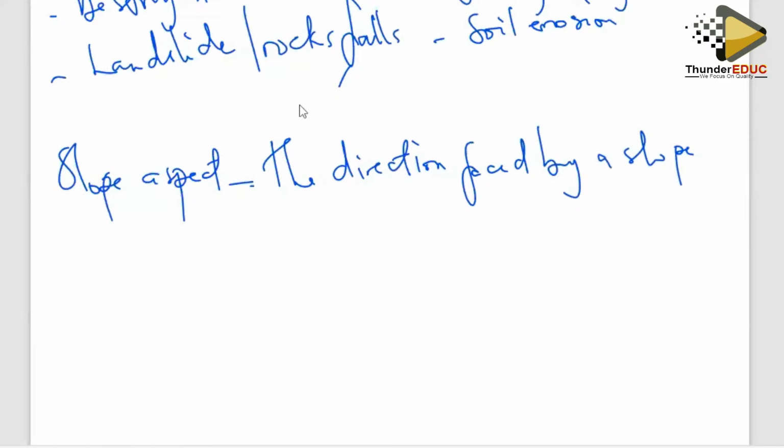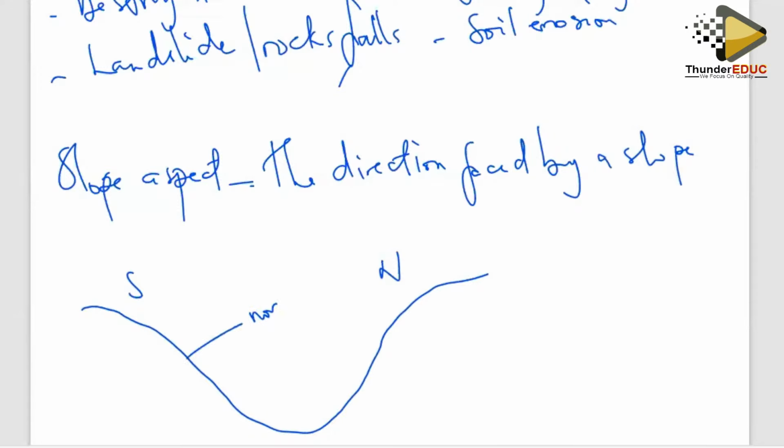For example, if this is our south and this is our north, and we have a valley, this slope is north facing. That's the slope aspect. It's facing towards the north. And this one is south facing. That's the aspect of the slope. So that's basically a slope aspect.